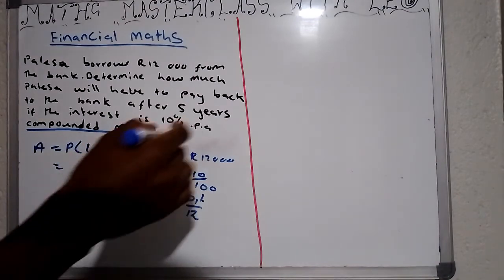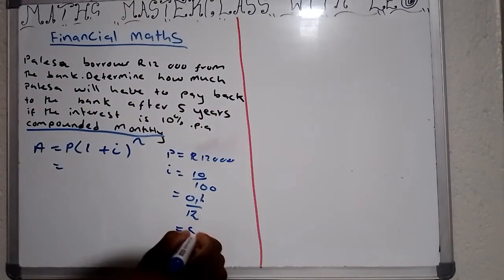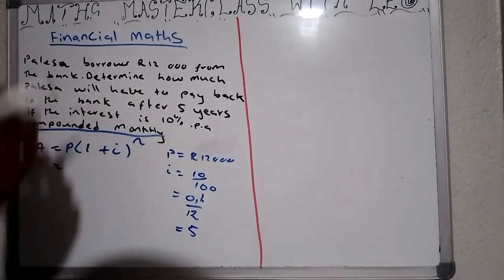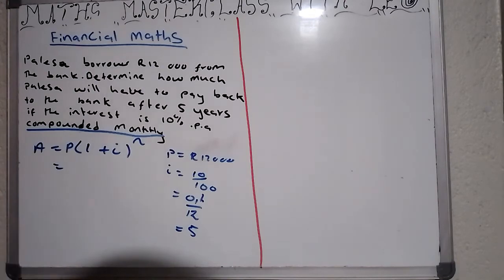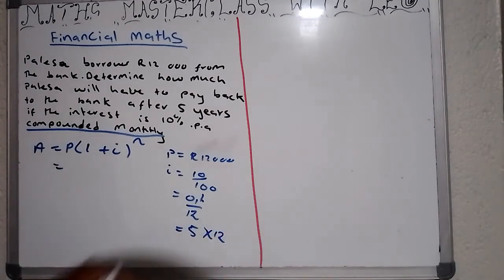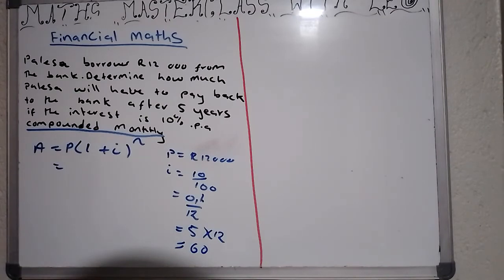So in this case, we have the number of years, which is 5 years, right? But in that 5 years, Palisa will have to pay each and every month. So that 5, you need to multiply it by 12, to get the total number of payments that Palisa will make, which is going to be 60, right?